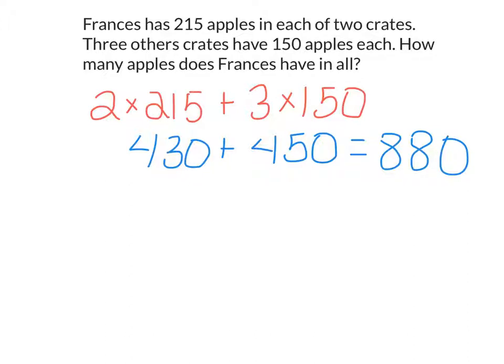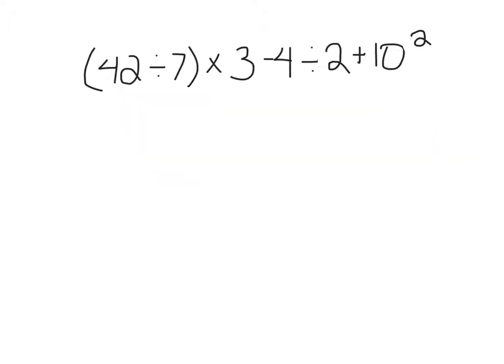Let's take a look at another example. So we have 42 divided by 7 times 3 minus 4 divided by 2 plus 10 squared. We need to remember our order of operations, so I'm going to write those down just so that way we can remind ourselves. So we have them written right up there. So we're first going to start with P, parentheses. So here we have 42 divided by 7. That's what we're going to do first. So 42 divided by 7 would equal 6.